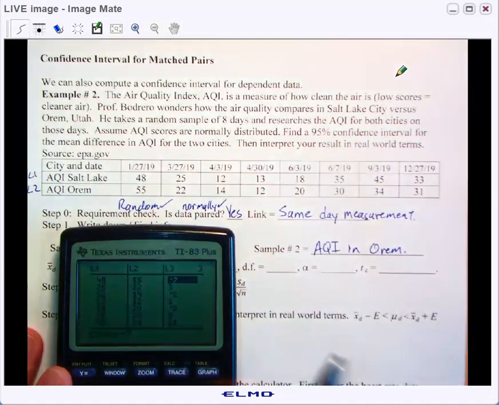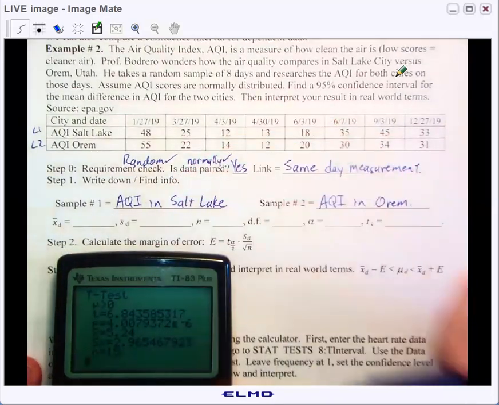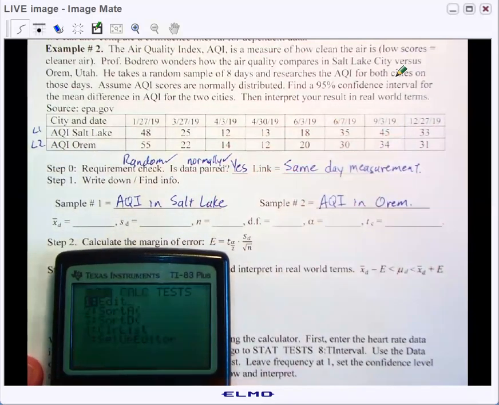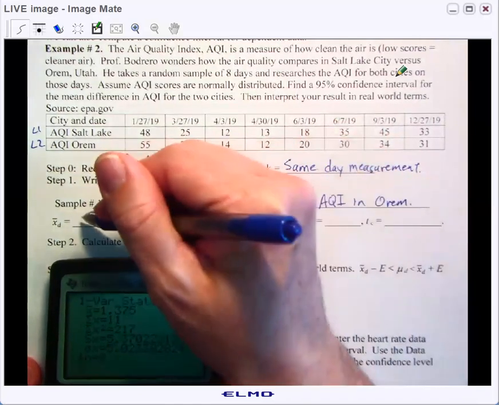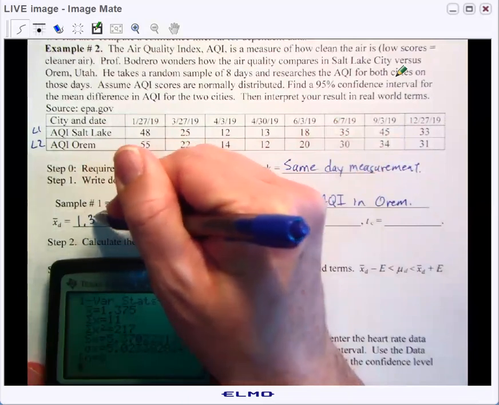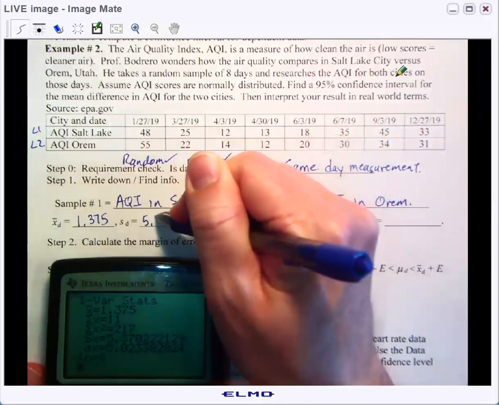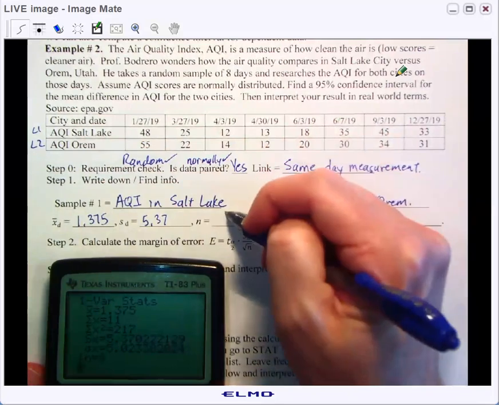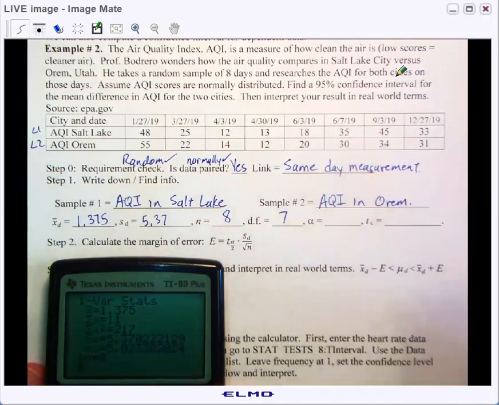Okay. So next up, we need to find x-d bar, the average difference, and the standard deviation of the differences. Since the differences were in list 3, I'm going to do a 1-Var Stats on list 3, finding out that the average difference is 1.375 with a sample standard deviation of 5.37. And we had n was 8 pairs of data, which tells me we'll need 7 degrees of freedom.